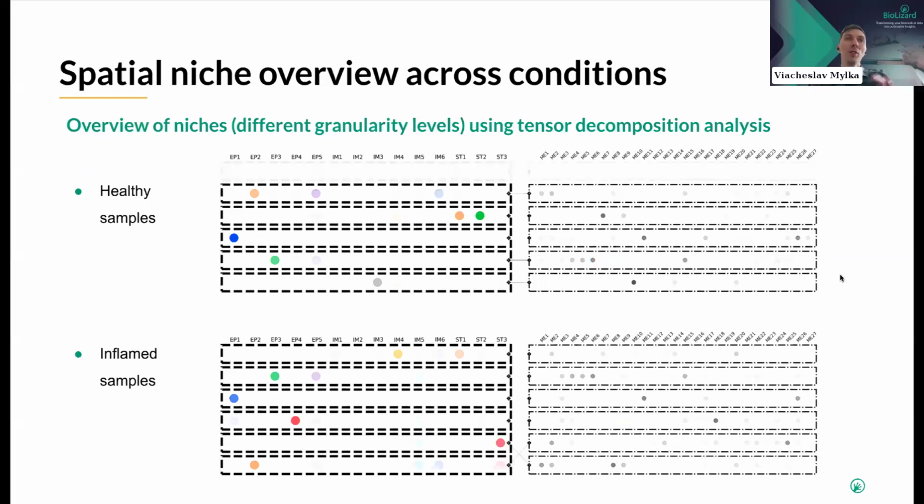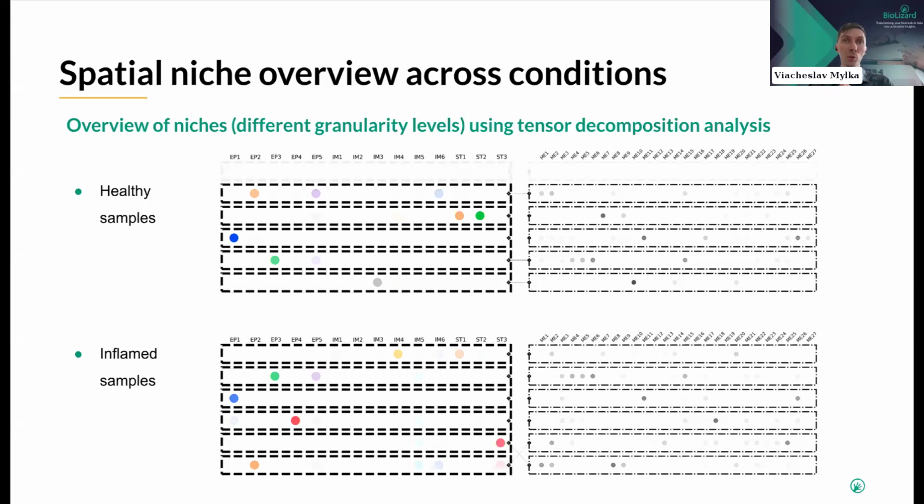So I mentioned the spatial niche identification. We can identify 15, 20 spatial niches from cells, from 100, for example, neighboring cells. We can do it for 20 neighboring cells. I mean, the granularity can be different. And then how would we summarize all those spatial niches?